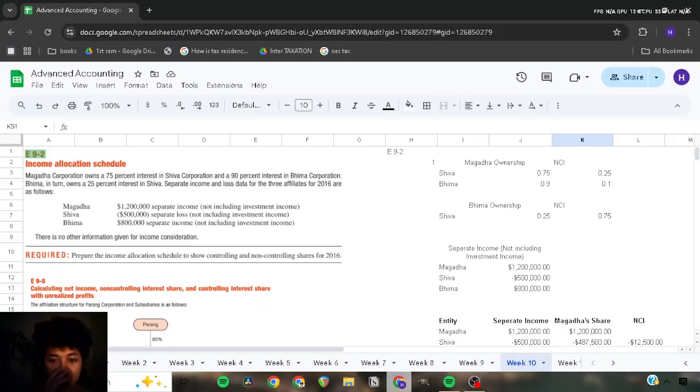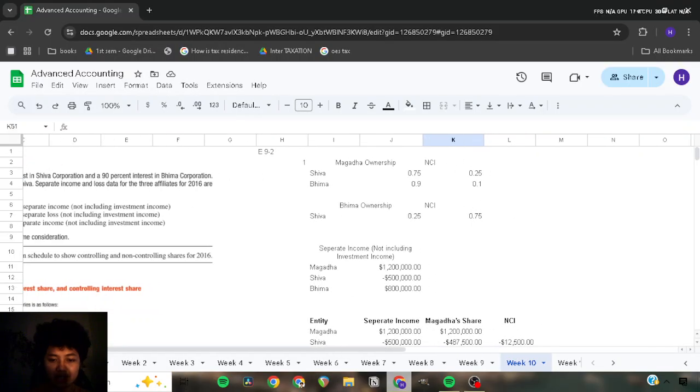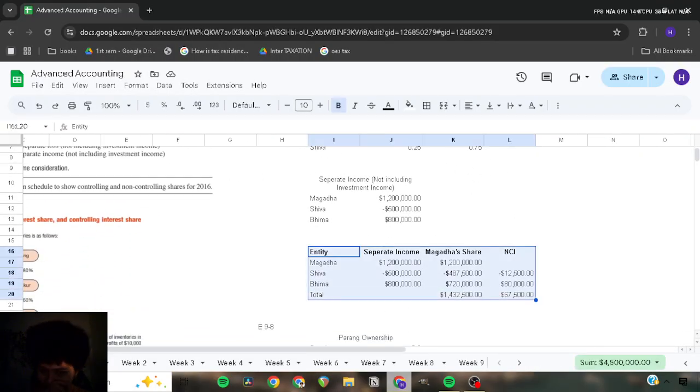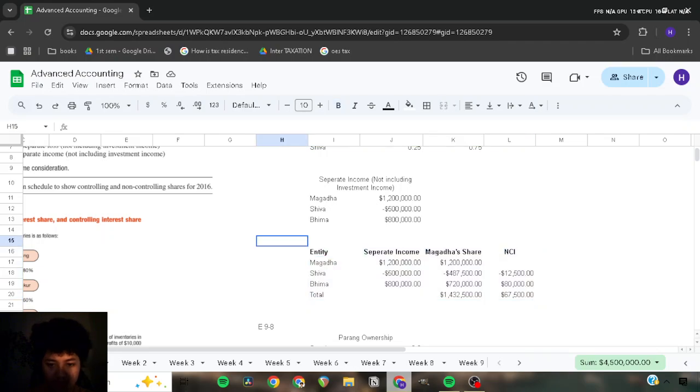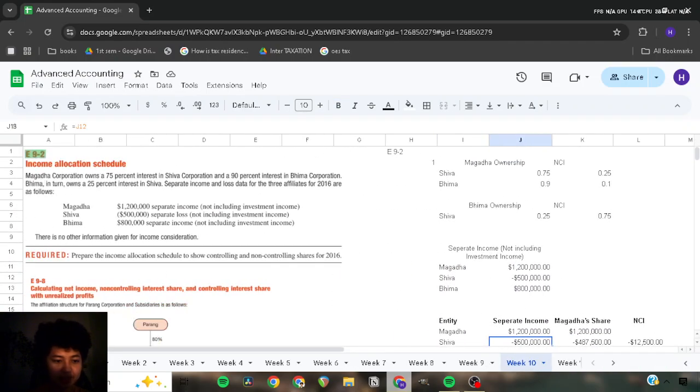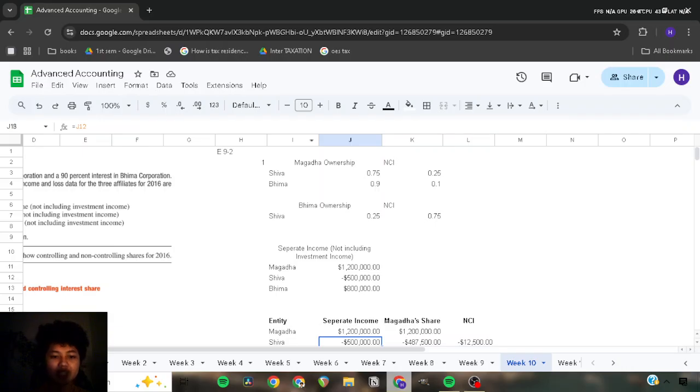So let's just begin. First question, it's about income allocation schedule. There's not much to say here, but this is my final calculation, so it's all in here. An interesting thing that we can see here is that there's an interconnection. Basically, it all relates together. Let me show you what I mean.